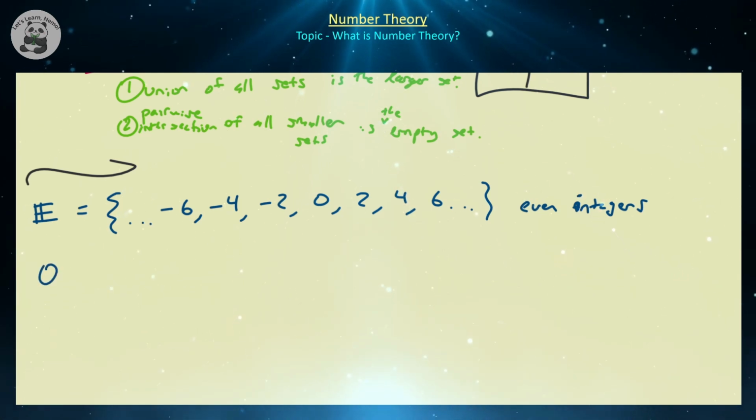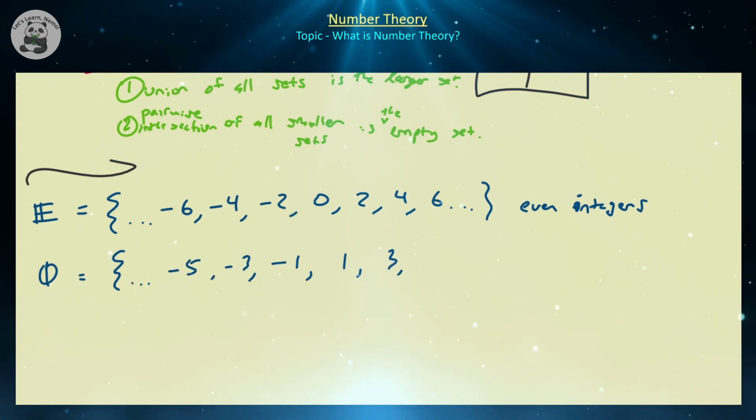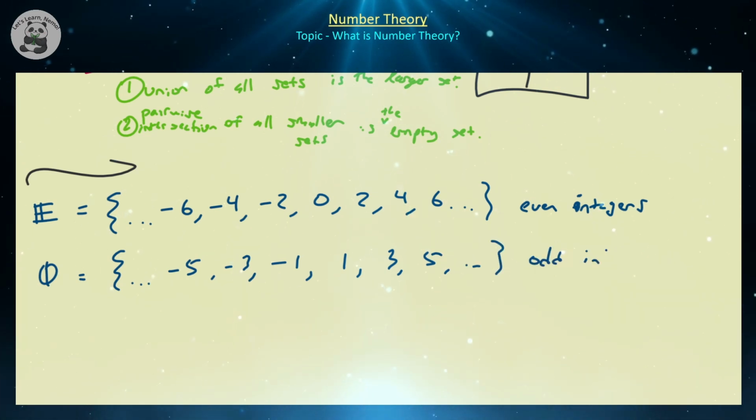And then we have the set O, which is going to represent the odd integers. So this is going to contain, for example, -5, -3, -1, 1, 3, 5, and so on. So this is the set of odd integers.